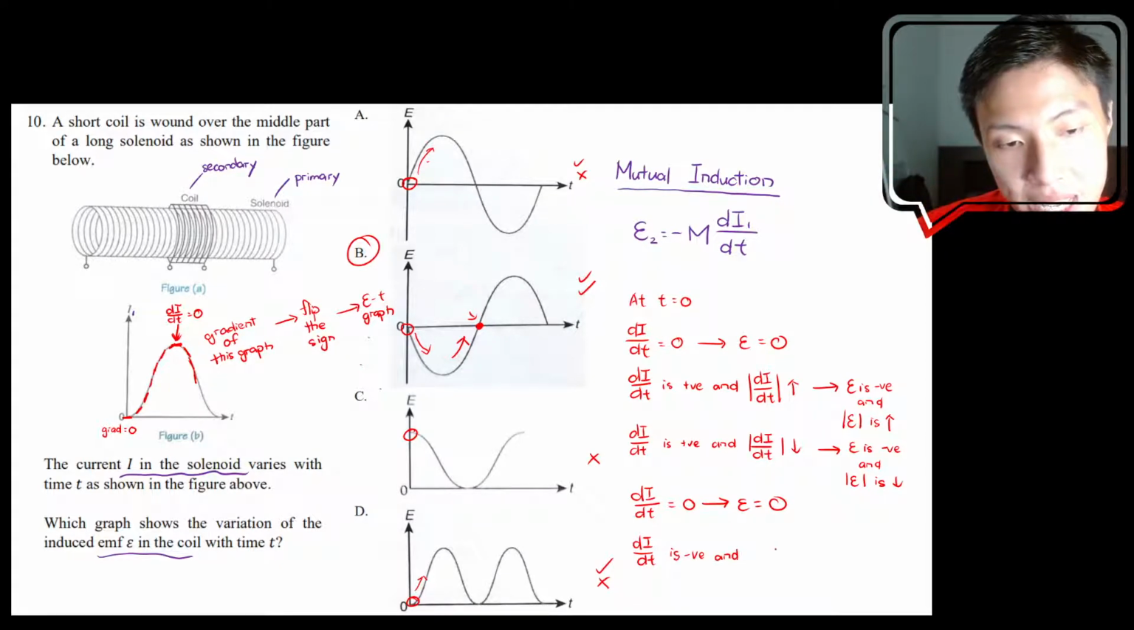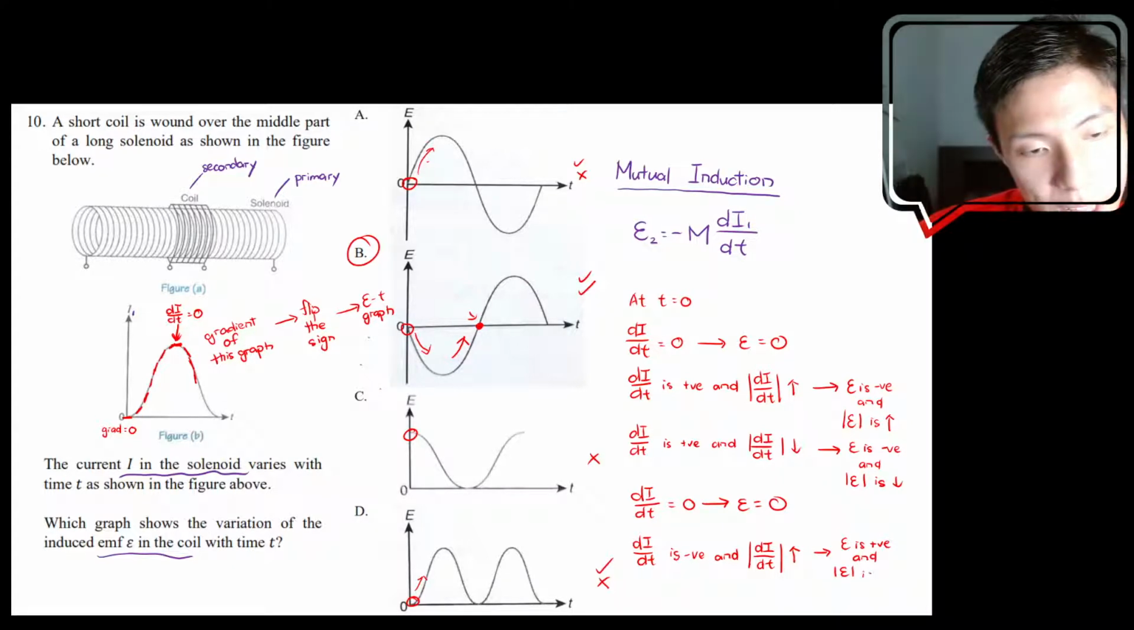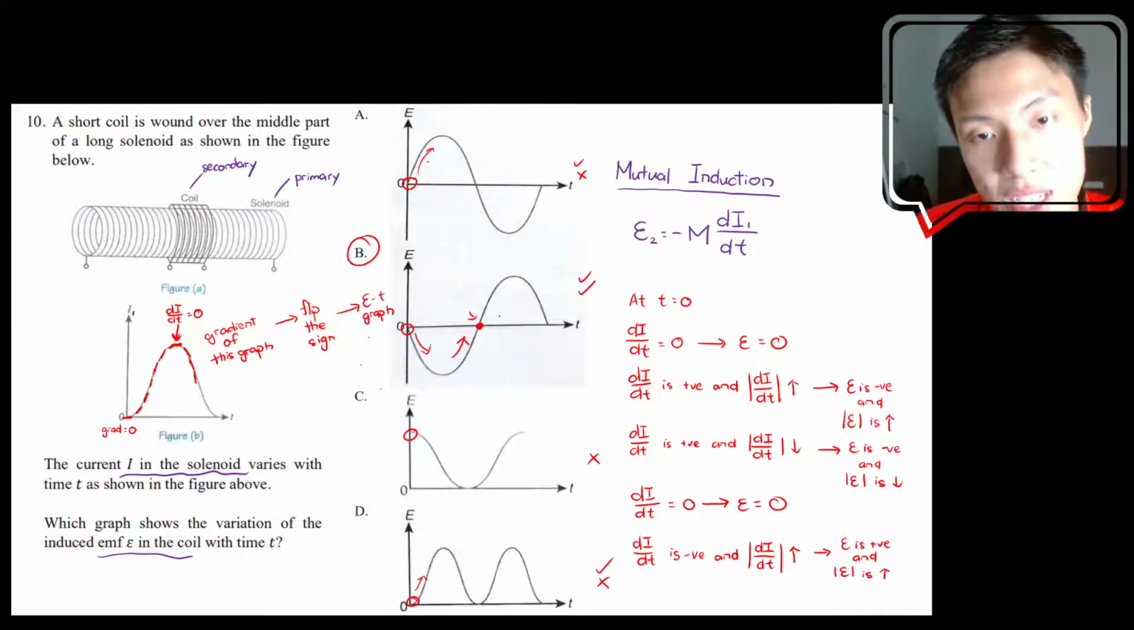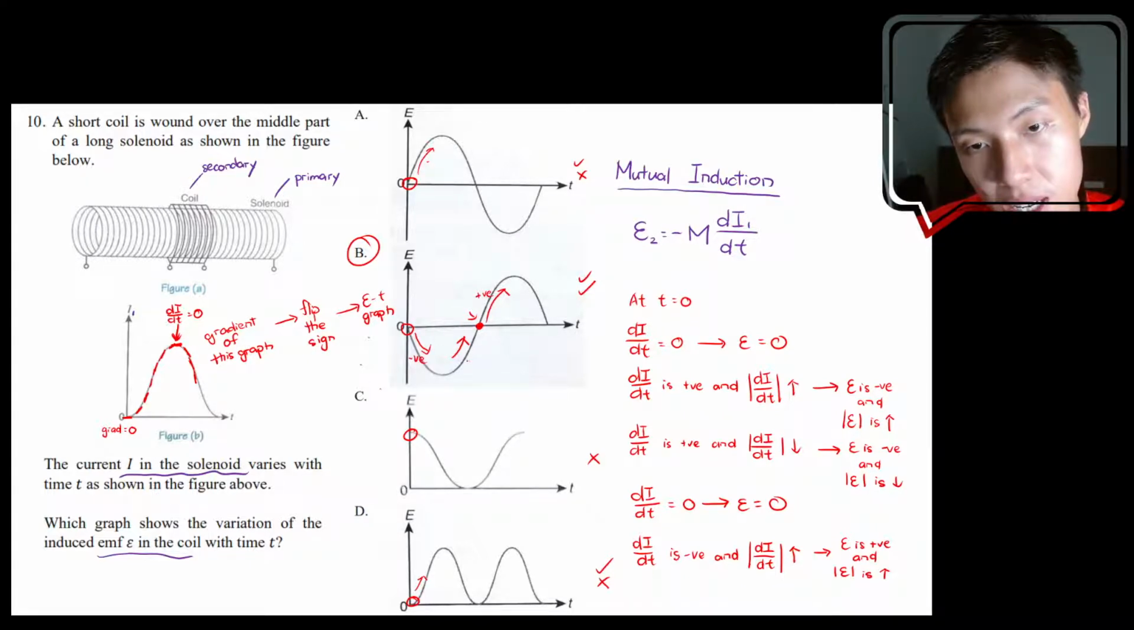And you know that it's getting steeper and steeper. So this one is dI/dt increasing. The absolute value is increasing. So therefore, you can say the EMF is a positive EMF, but the magnitude, or the absolute value of it, is increasing. So you can see the value is getting larger and it's positive. Okay, this one is negative, this one is negative.